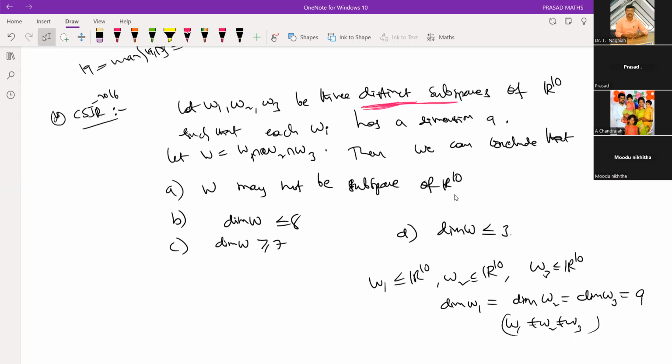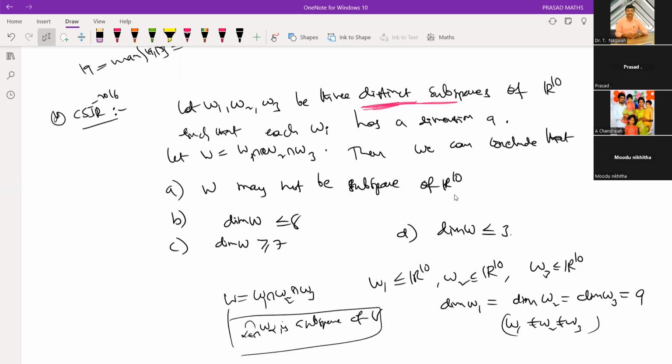So look at the first option. What is my W? Actually, my W is W1 intersection W2 intersection W3. First option: W may not be a subspace of R^10. This is absolutely wrong because we have seen that an arbitrary intersection of subspaces is again a subspace. Therefore, this is wrong, because W1, W2, W3 are subspaces, and the intersection of subspaces is again a subspace. W is always a subspace.